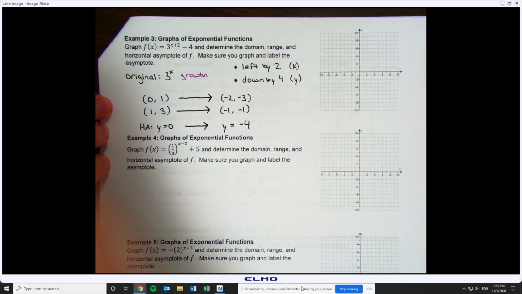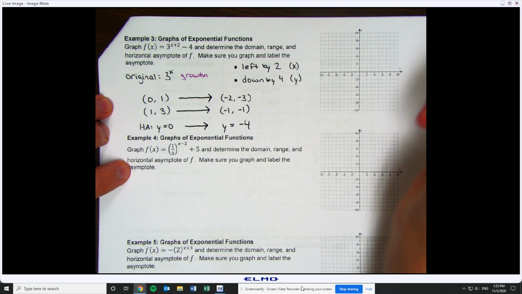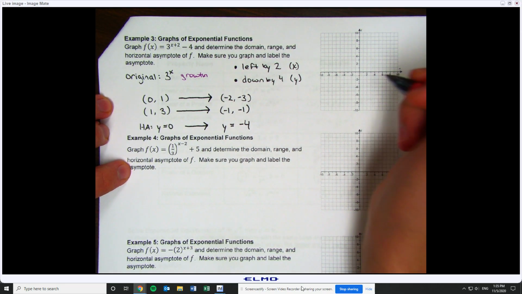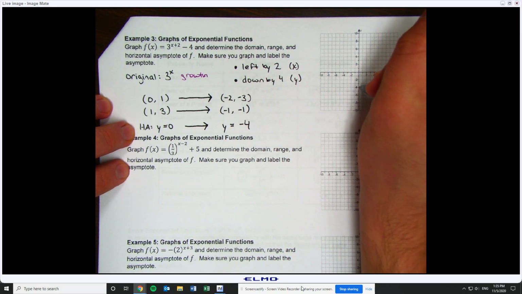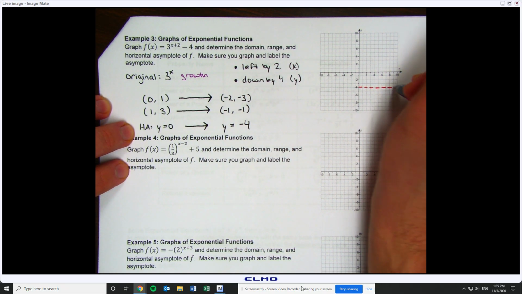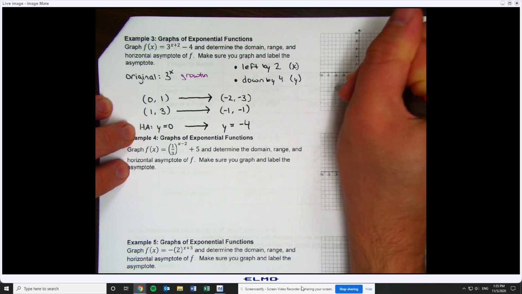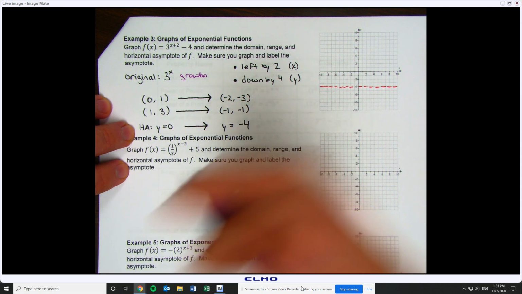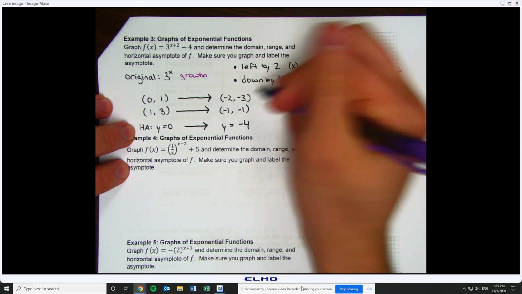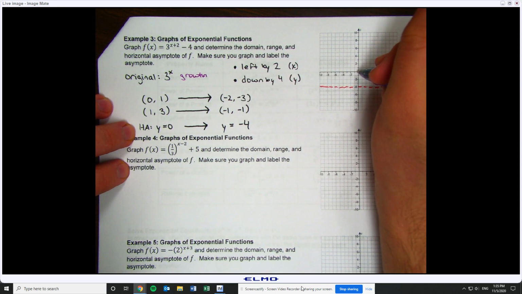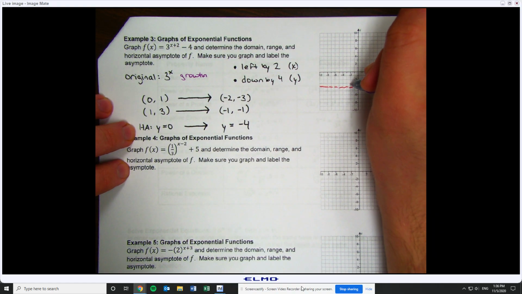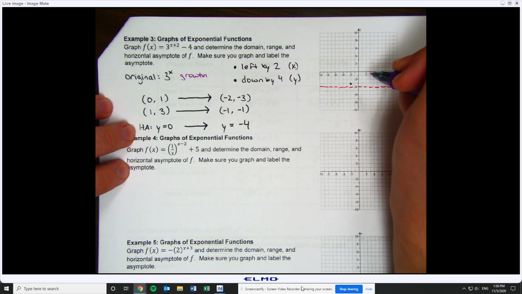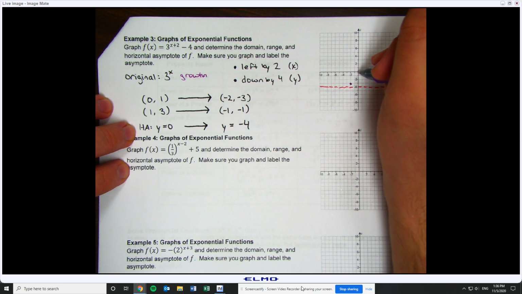So starting off, I'm going to put my y-intercept, or not my y-intercept, I'm sorry, my horizontal asymptote here at negative 4. So doing my horizontal asymptote, I have my dashed line. Now I can graph my points. I have negative 2, negative 3, so negative 2 and negative 3 right here. And then I have negative 1, negative 1 right there.